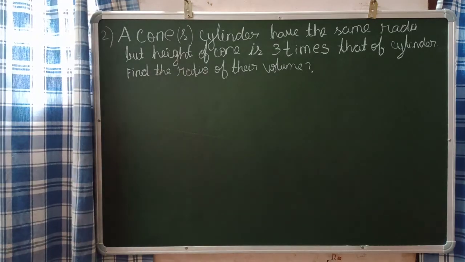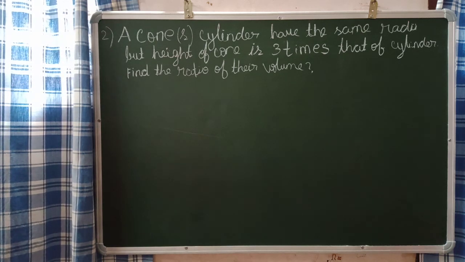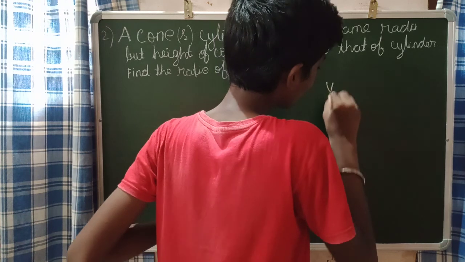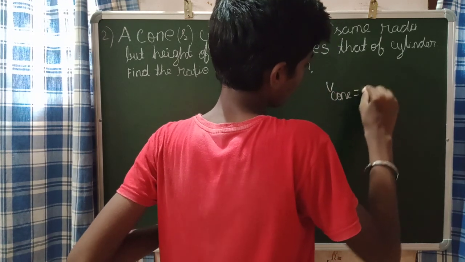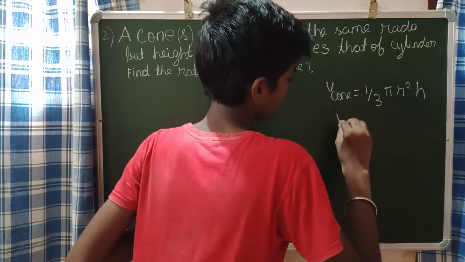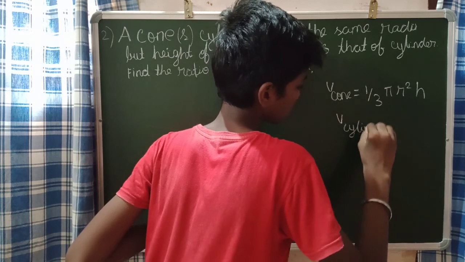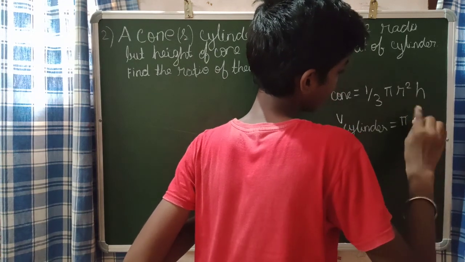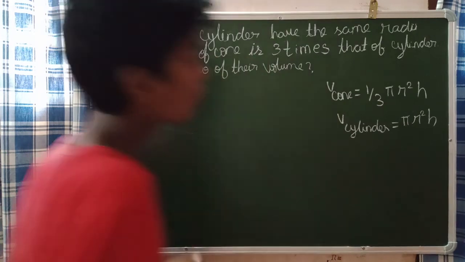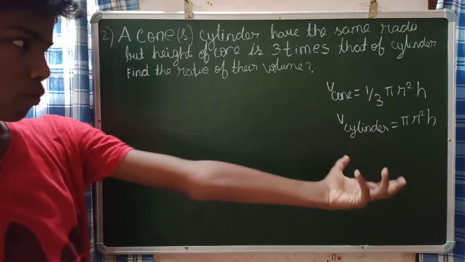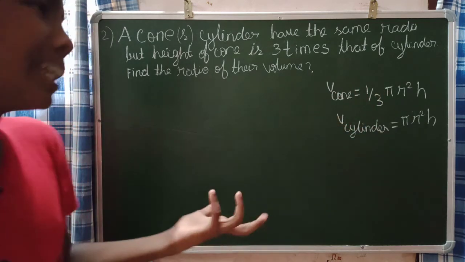Our next question is, a cone and cylinder have the same radii, but the height of the cone is 3 times that of the cylinder. Find the ratio of their volumes. So guys, what is the formula for the volume of a cone? The volume of a cone is 1 by 3 into pi r square h. And the volume of a cylinder is pi r square h. And we know in relationship, the volume of a cone is 1 by 3rd of the volume of a cylinder.